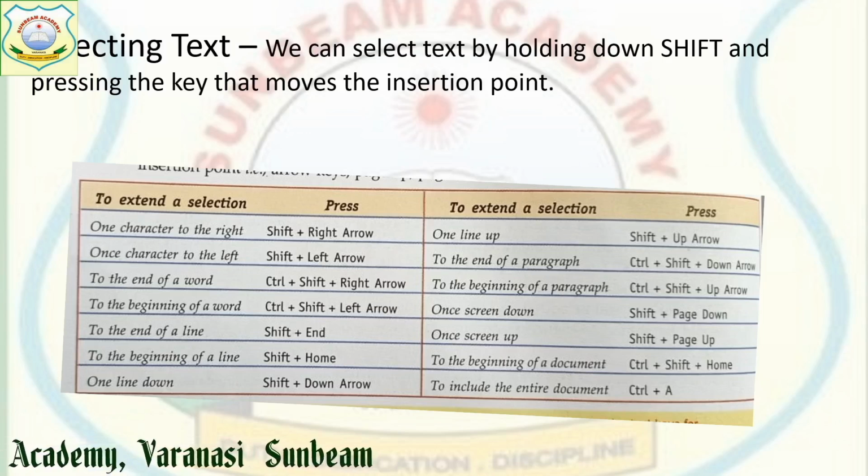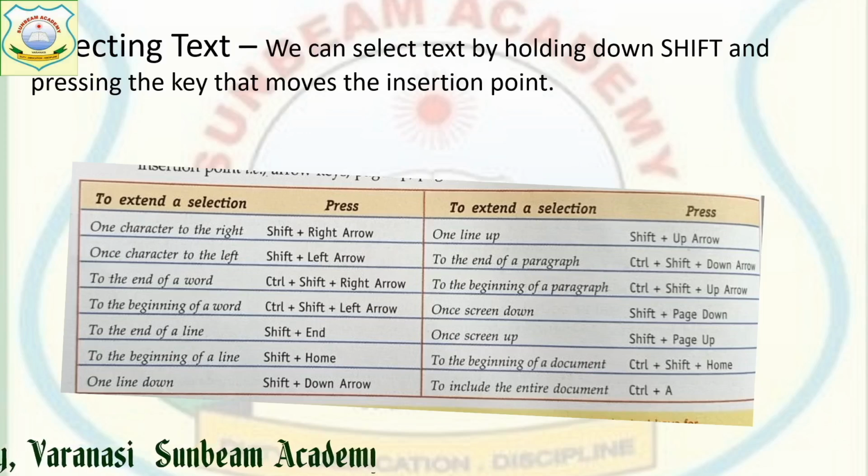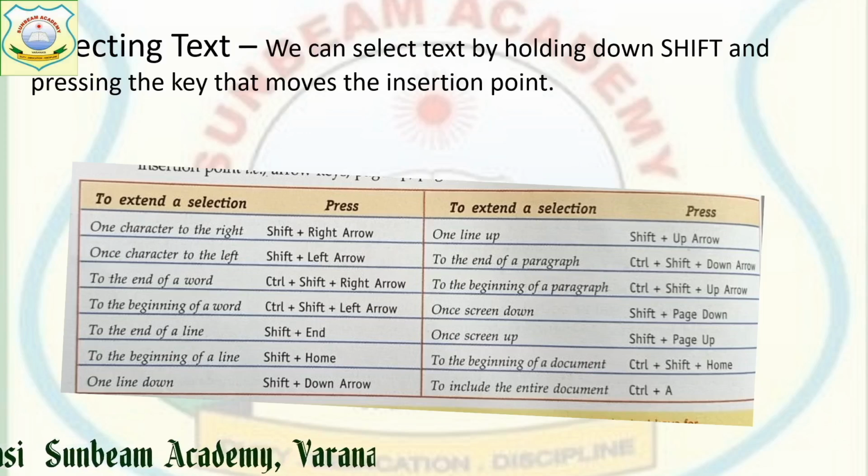Suppose you want to select a complete word from start to end, then you have to use Control Shift and right arrow key. Wherever your cursor is, from there the first word will be selected. If you again press Control Shift right arrow key, the next word will be selected. Likewise, if you use Control Shift with the left arrow key, it will select the previous words, word wise.